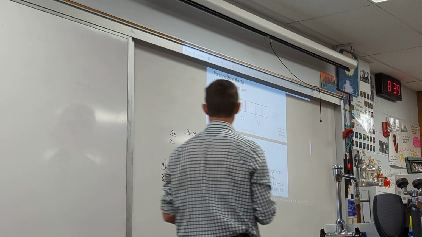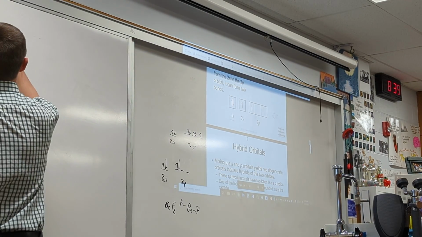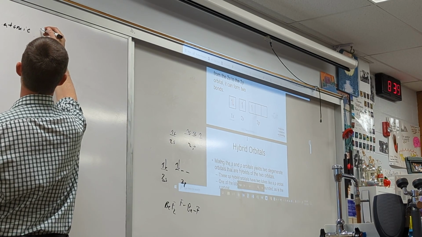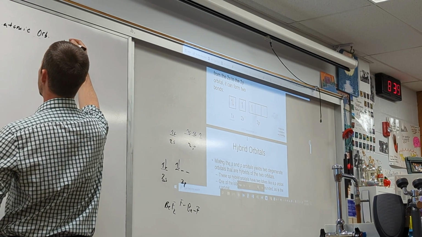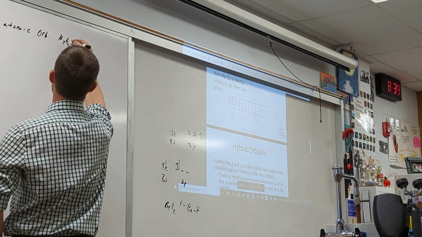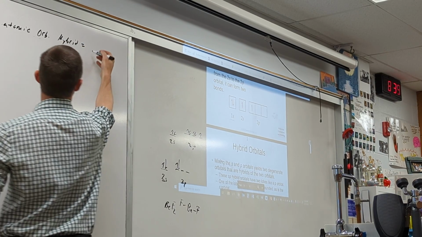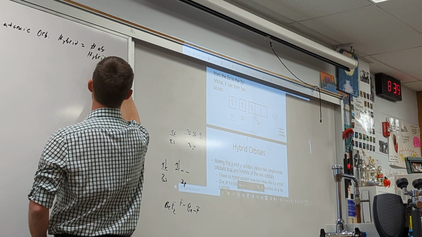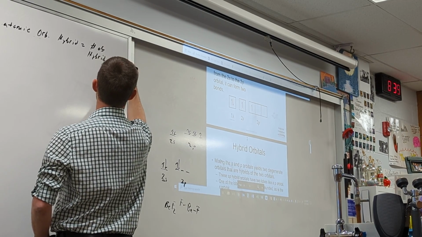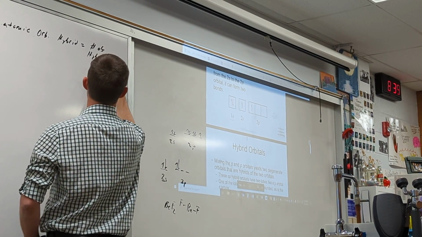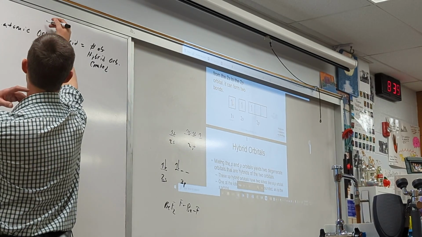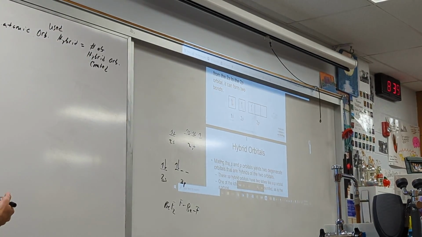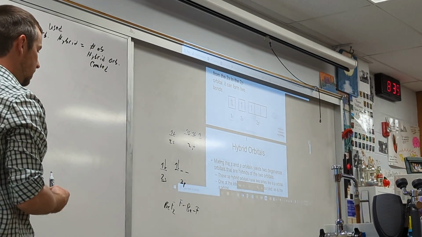Okay, there's a major point here that we want to get across. The number of atomic orbitals that participate in hybridization is equivalent to the number of hybridized orbitals created. So the number of atomic orbitals used is equivalent to the number of hybrid orbitals created. Okay, all right, so what does this mean?